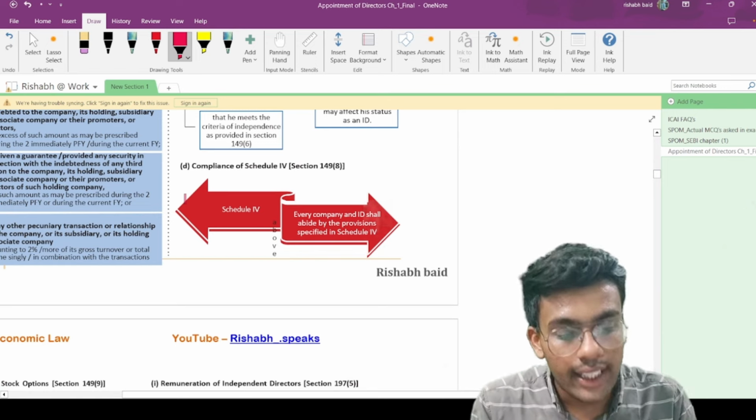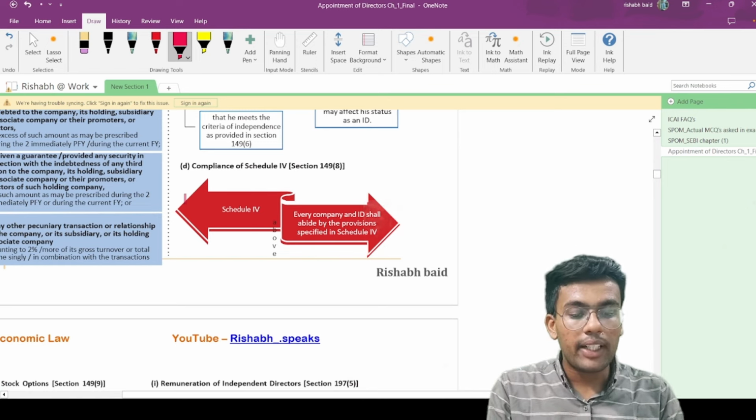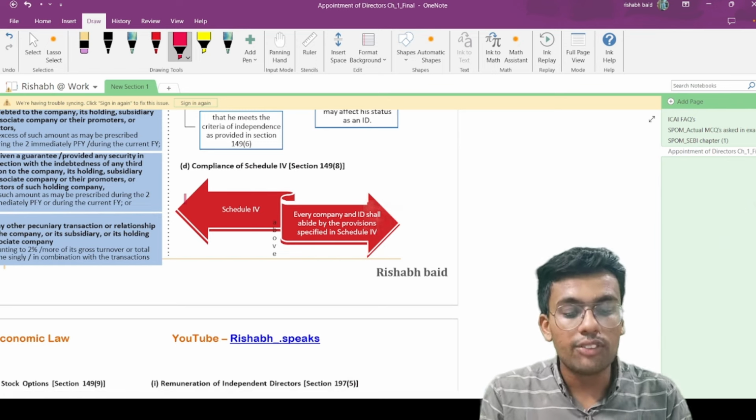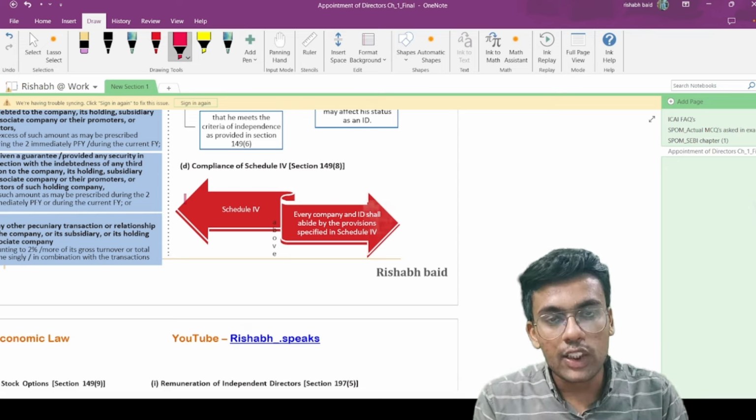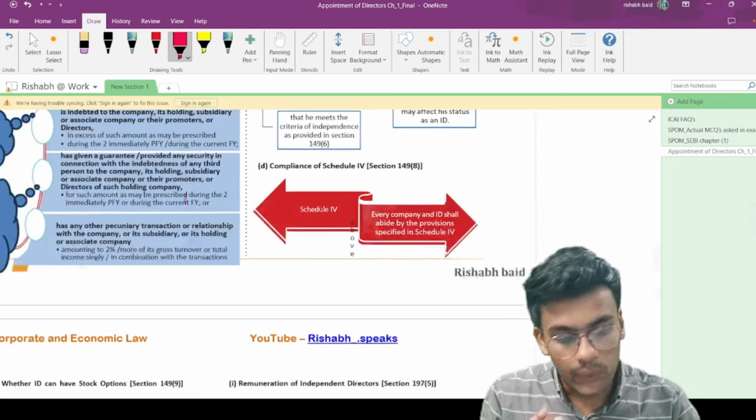Now 149(8) says that every company and independent director shall comply with the provisions of schedule 4. तो schedule 4 के अंदर जो भी provisions दिए उनके साथ comply करना जरूरी है.